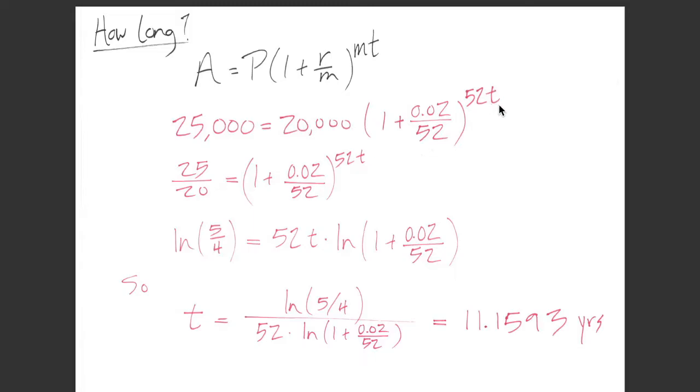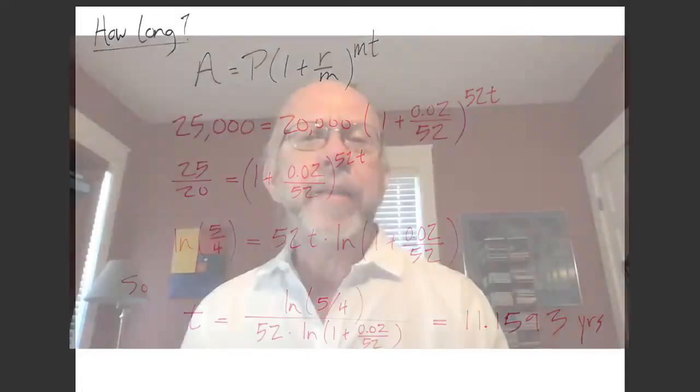So again, the idea is going to be to take this equation and solve it for the unknown quantity t. So I'll start out as I did before by dividing both sides by 20,000 and simplifying that a little bit. So you get 25 over 20. And then on the right-hand side, I just have 1 plus 0.02 over 52 to the 52 times t. Now, I'm trying to solve for t, and t is in the exponent here. So there's a little bit different solution technique.